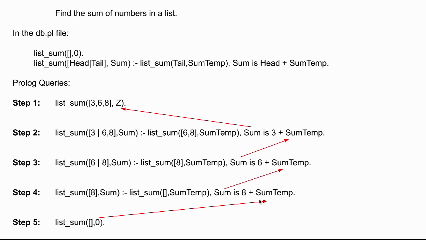So now the program does backtracking. The 0 goes to this SumTemp, it is added to 8. Then this sum goes here, that is added to 6. Then the sum goes here, it is added to 3, and the final sum is output as the variable Z. Okay, so this is how the recursion works in the case of Prolog programming.